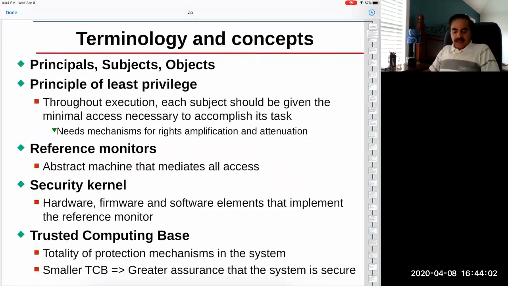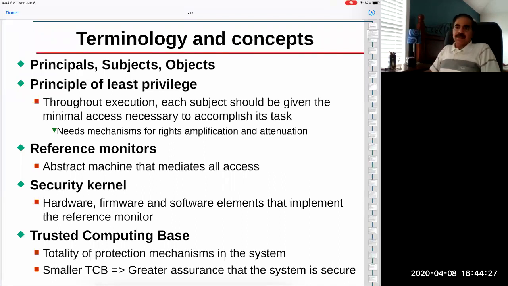Briefly, some terminology. Principal means entities like users. Subjects means processes typically, and objects are typically files or resources. So we'll be using these terms repeatedly in this unit.